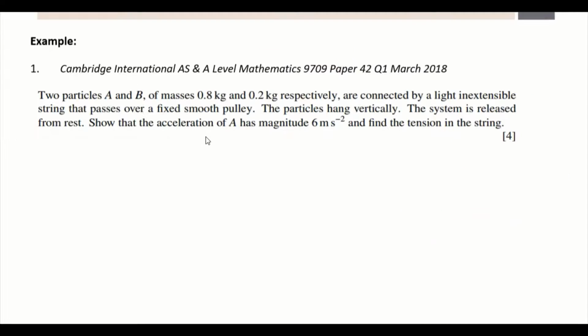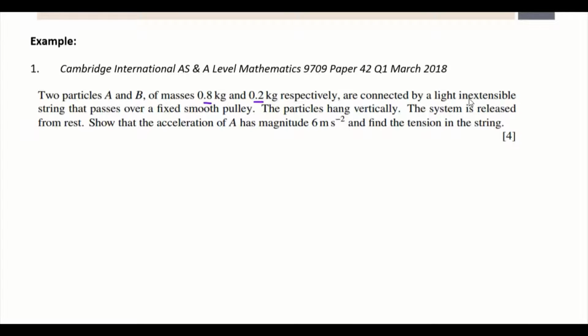Okay, so now let's look at example 1 so that you can understand the whole idea first. All right, this is question 1 from Paper 4, March 2018. There are two particles A and B of masses 0.8 kg and 0.2 kg. They are connected by a light inextensible string.